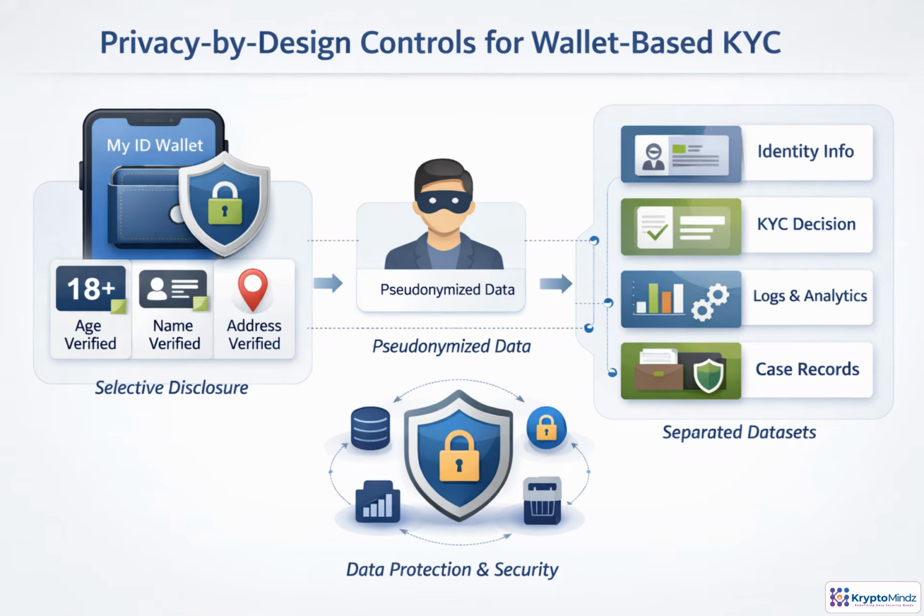Privacy by design here means you never treat wallet data as a free buffet. You start from all the attributes the credential could reveal, then narrow to only what's needed for KYC, perhaps 18 or over, a legal name, an address, and an assurance level. Selective disclosure and derived attributes avoid exposing full documents. Pseudonymization breaks direct identity links, and separating evidence, decisions, logs, and analytics prevents everything from being tied back to one person unnecessarily.